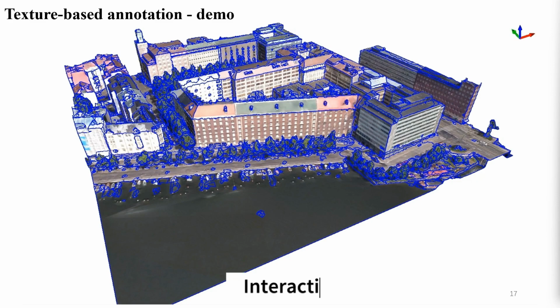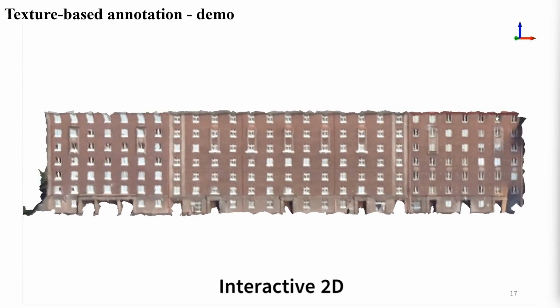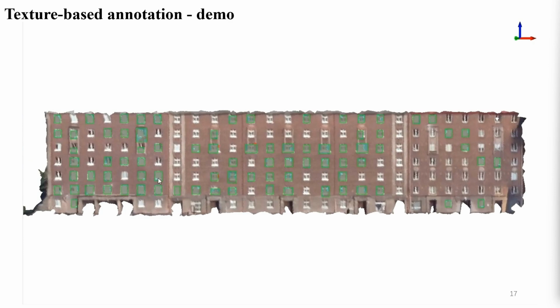Here's a demo of our texture-based annotation methods. We can easily annotate repetitive structures like facade windows and road markings with just a few clicks, as well as objects with complex boundaries like grasslands.